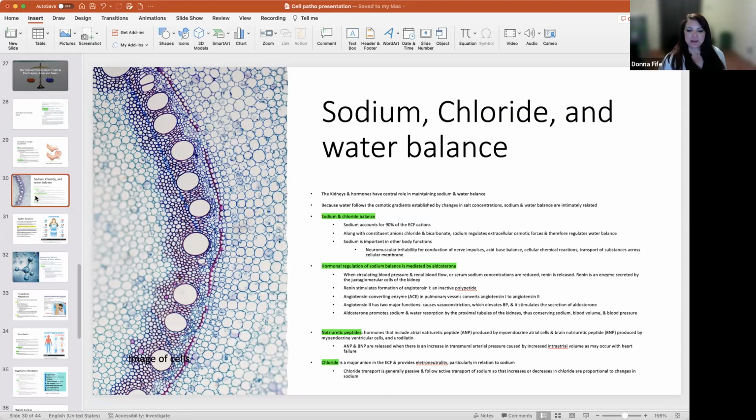Chloride is a major anion in the ECF and provides electroneutrality, particularly in relation to sodium. Chloride transport is generally passive and follows active transport of sodium, so that increases or decreases in chloride are proportional to changes in sodium. So they go hand in hand.